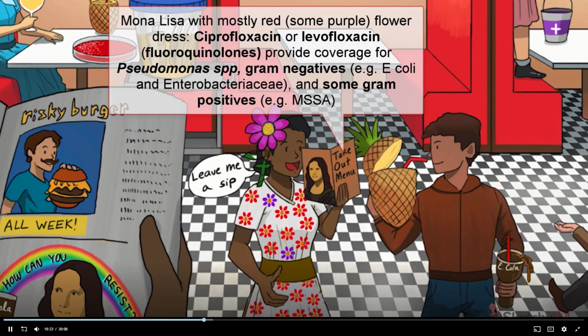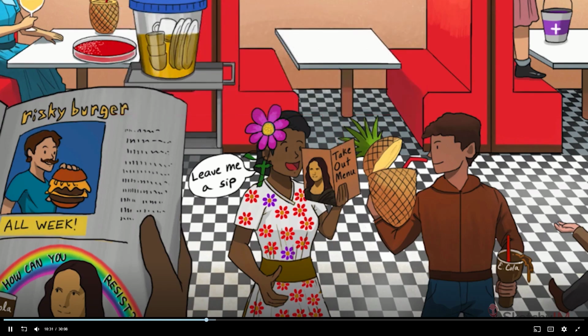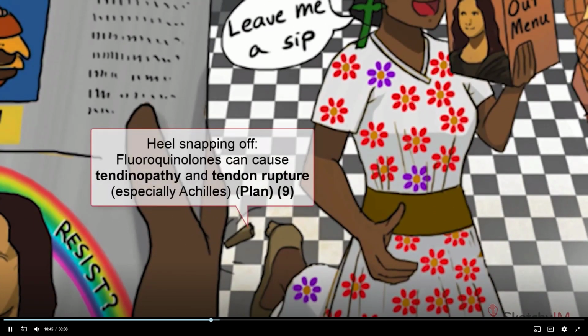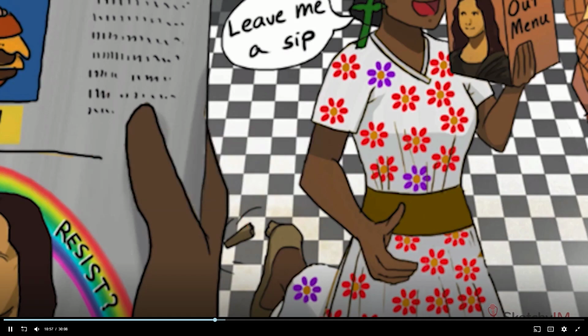So, the overall theme of this floral female patron is red. That's red for gram-negative. Notice that we've also sprinkled a purple flower here and there as a subtle reminder that fluoroquinolones also have some gram-positive coverage against Staph saprophyticus and aureus, for example. Patients receiving fluoroquinolones should be aware that the drug can cause tendinopathy and even tendon rupture, most frequently involving the Achilles tendon. The drug should be discontinued at the first sign of tendon pain or swelling.